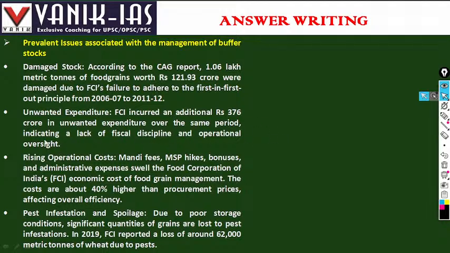Rising operational cost: mandi fees, MSP hikes, bonuses, and administrative expenses swell the Food Corporation of India's economic cost of food grain management. The costs are about 40% higher than the procurement price, affecting overall efficiency. Pest infestation and spoilage: due to poor storage conditions, significant quantities of grains are lost to pest infestations. In 2019, FCI reported a loss of around 62,000 metric tons of wheat due to pests.